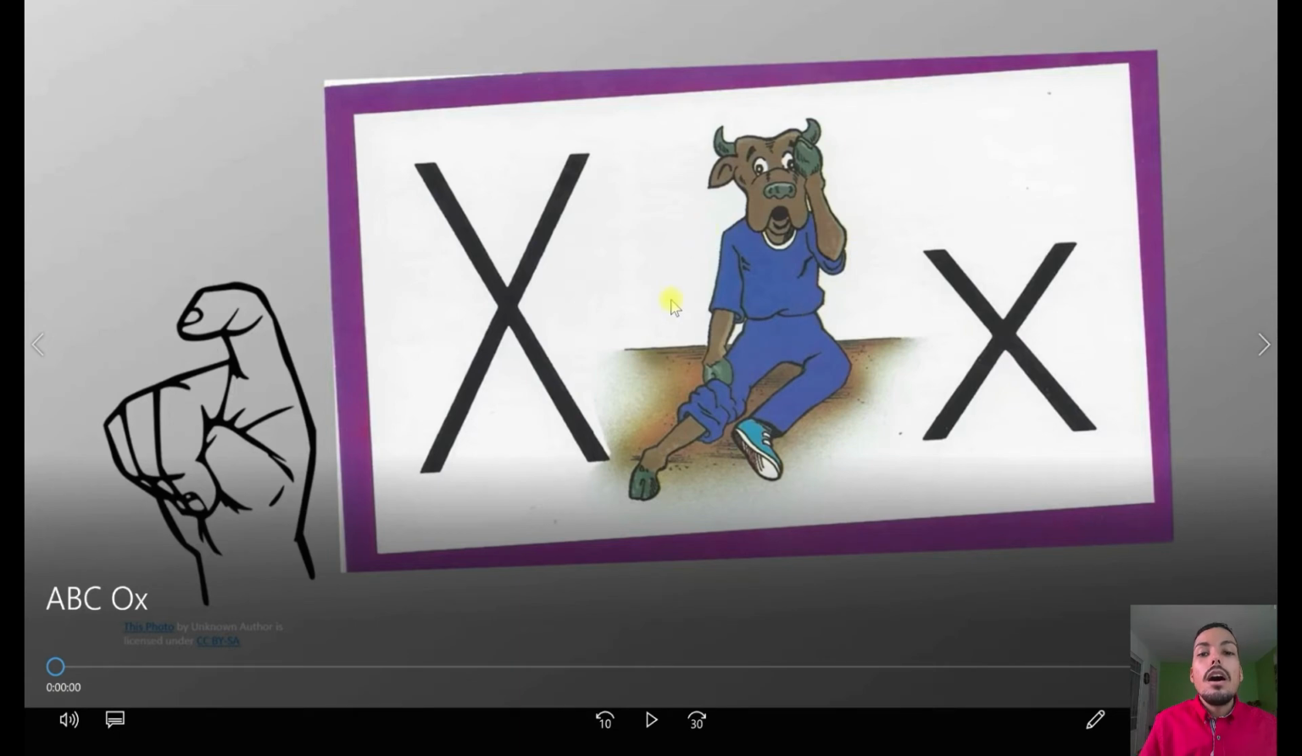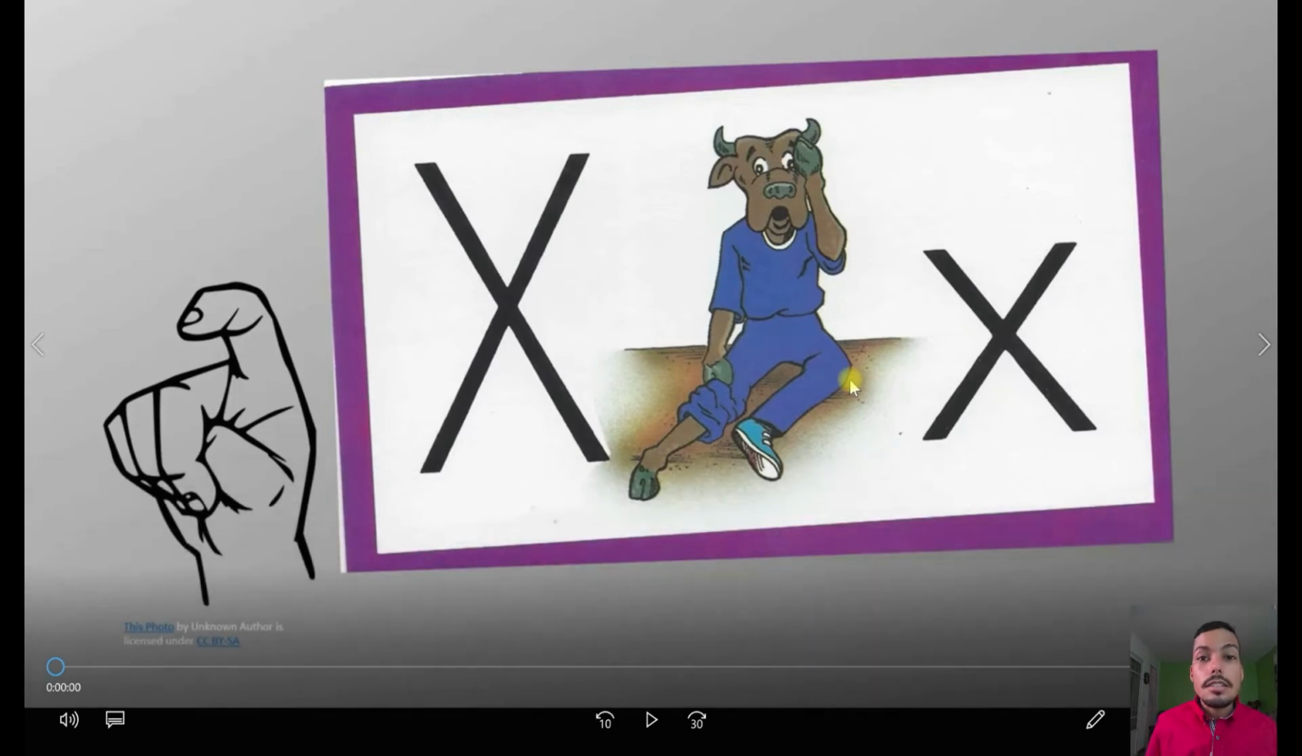Ox, okay? And ox has a letter that sounds x. Como si estuvieras combinando el sonido k con el s, okay? Los dos al mismo tiempo. X, primero el k y después s.